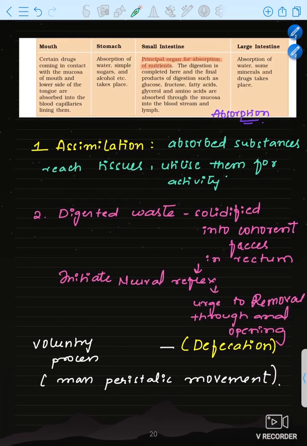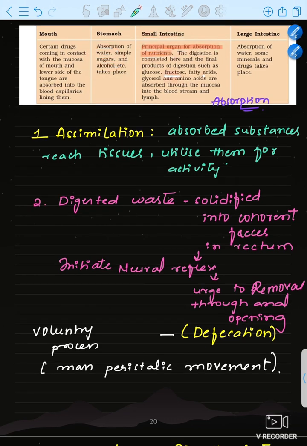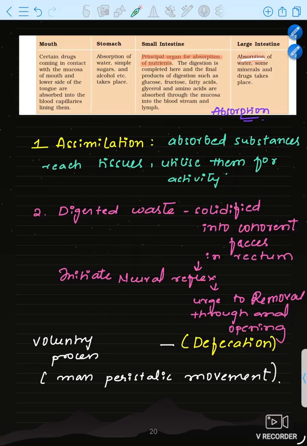Okay, so this is the last part. Here there is nothing more to remember. Just remember what absorptions occur in the mouth: certain drugs will be absorbed. In the stomach you can remember, you take a water bottle, add alcohol, mix sugar, mix water. So water, sugar and alcohol are absorbed. The small intestine is the principal organ for absorption, all these absorptions occur there. And in the large intestine also, water, minerals and drugs. Here water, sugar and alcohol; there water, mineral and drug.